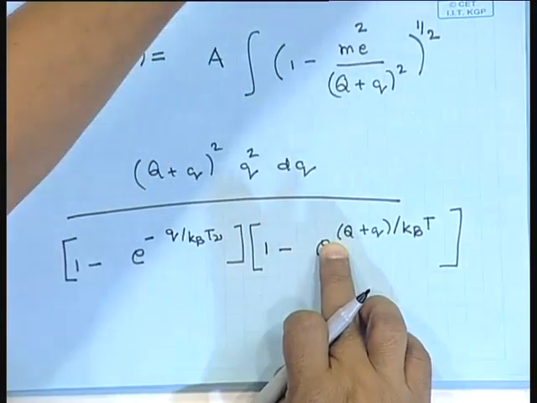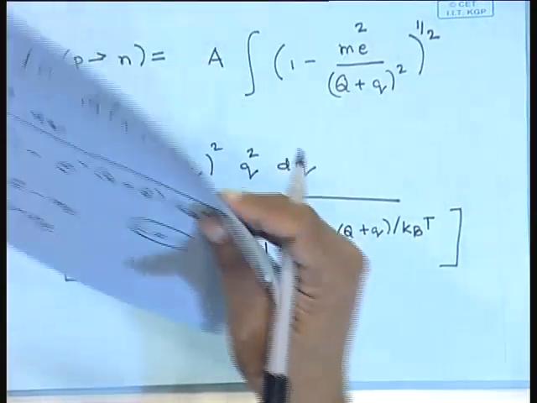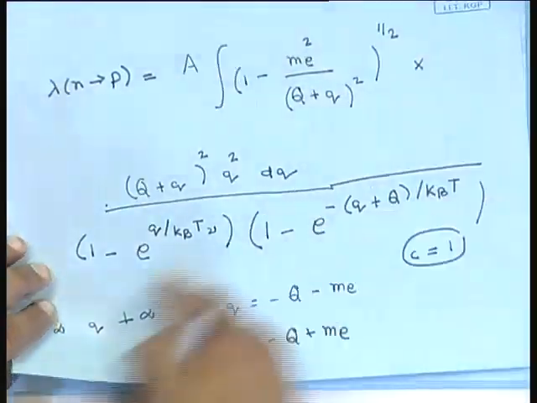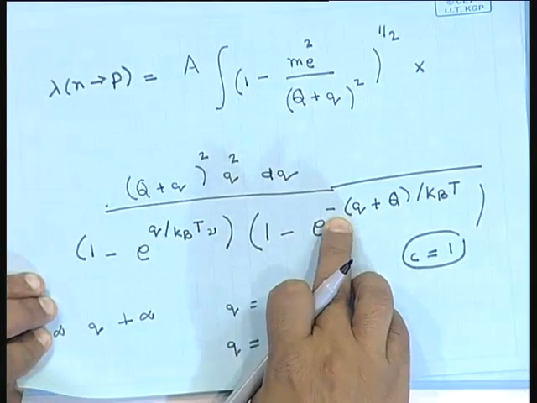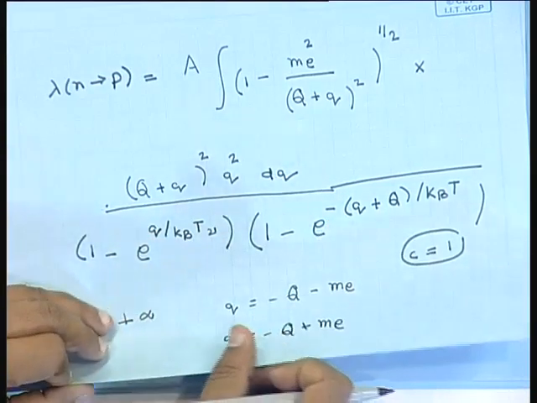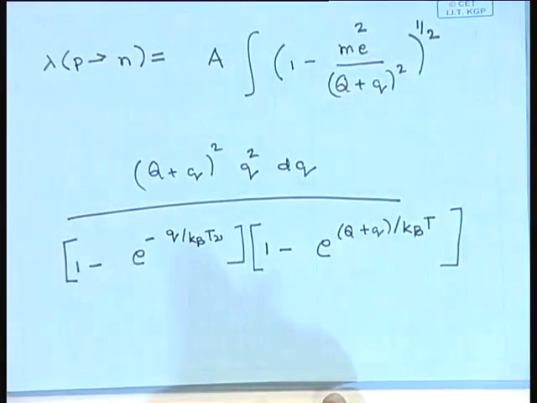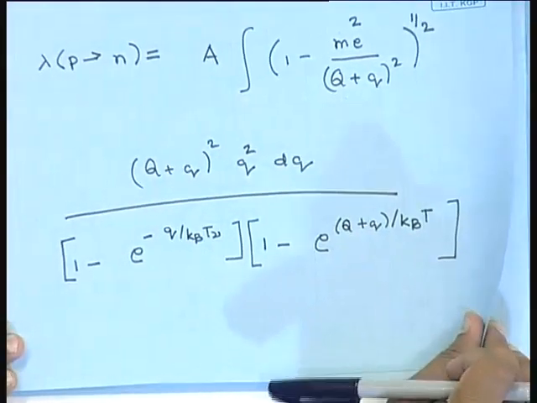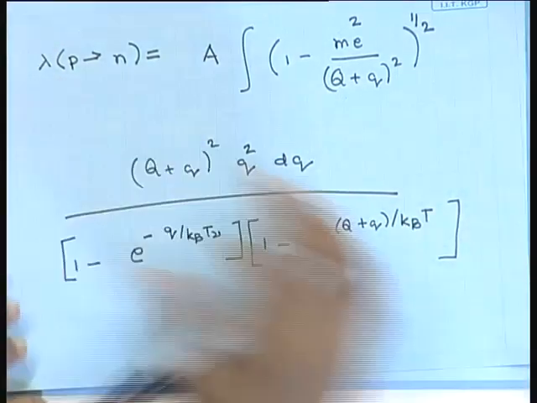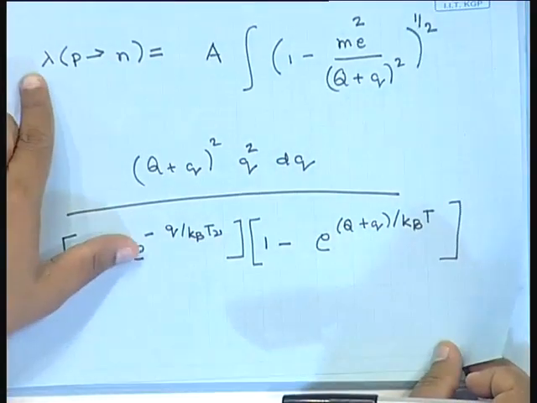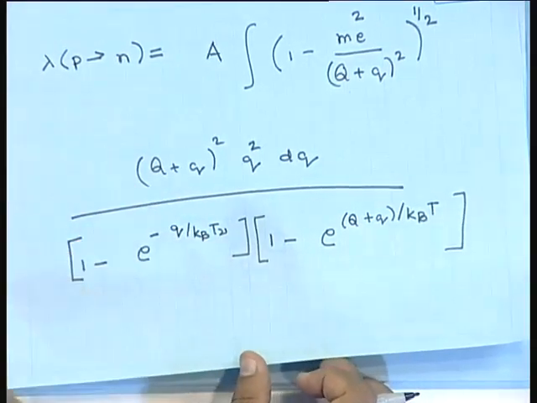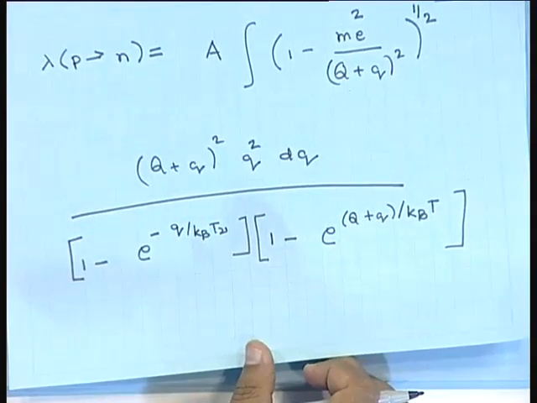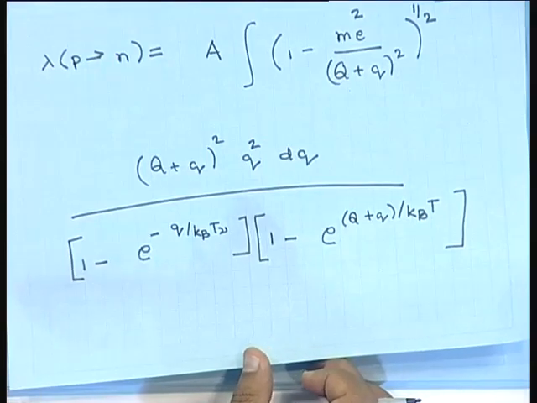In the other reaction rate, from neutron to proton, you have a positive sign here and a negative sign here. Okay, that is the difference, otherwise it is exactly the same. So, these expressions allow us to calculate the rate of conversion from neutrons to protons and protons to neutrons. Okay.